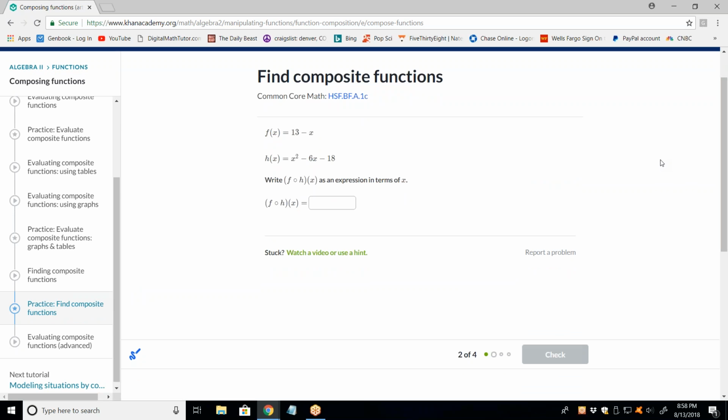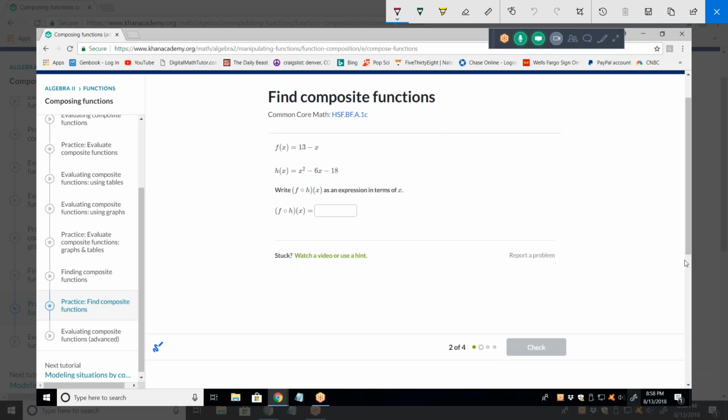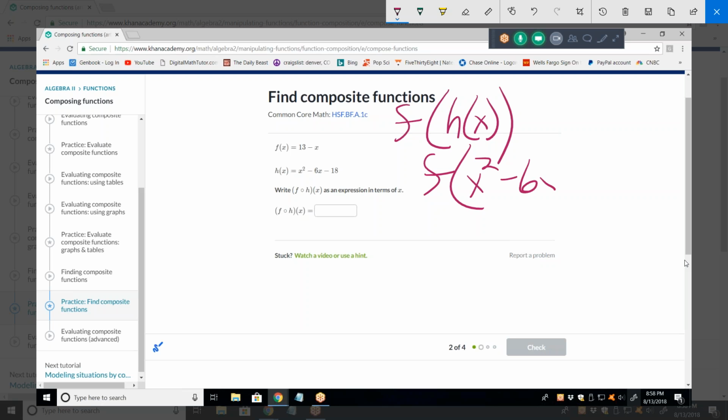All right. Well, let's finish out our time. We only got a couple of minutes. Got to get my writing screen up here. What's f of h of x? What is f of h of x equal to? So that would be f of x squared minus 6x minus 18. And what is that equal to? 13 minus (x squared minus 6x minus 18).